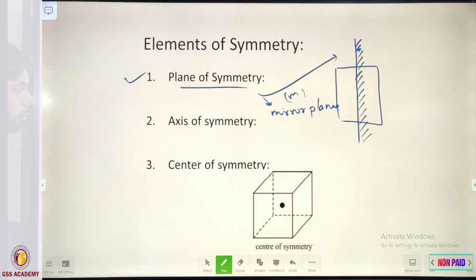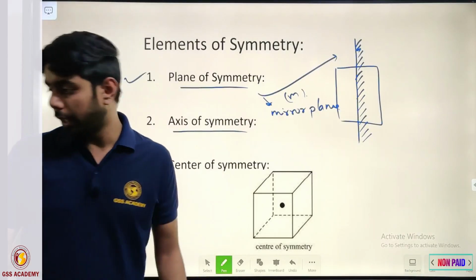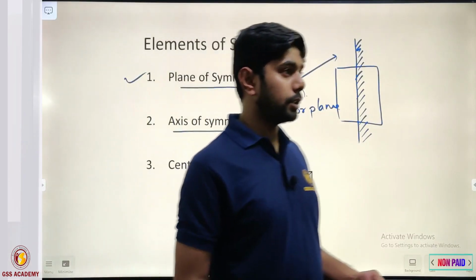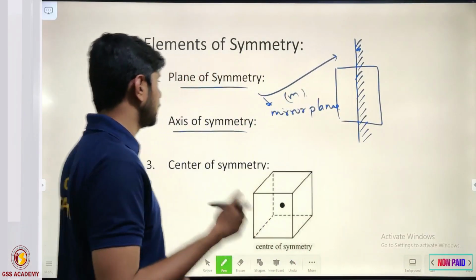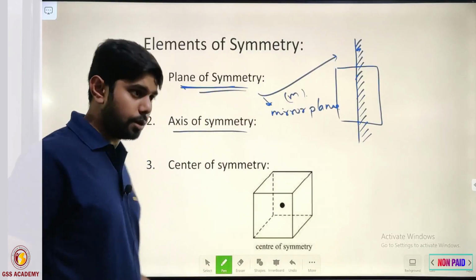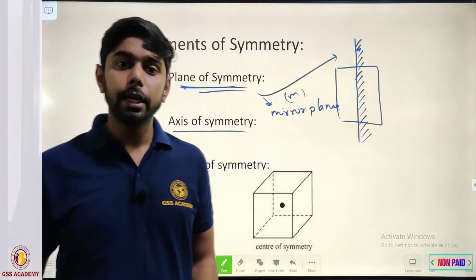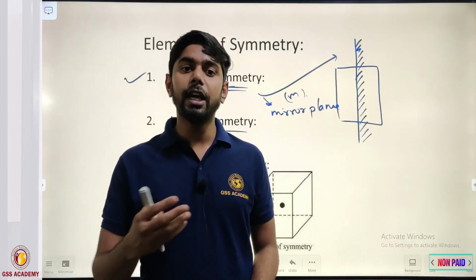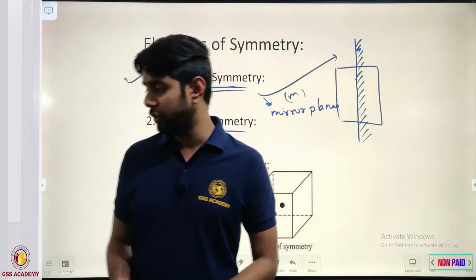After that we will be moving on to the axis of symmetry. So what is an axis of symmetry? The definition is: an axis of symmetry is an imaginary line. Here we were talking about an imaginary plane; here the axis of symmetry is an imaginary line along which the crystal is rotated and we get the different faces or the same faces.